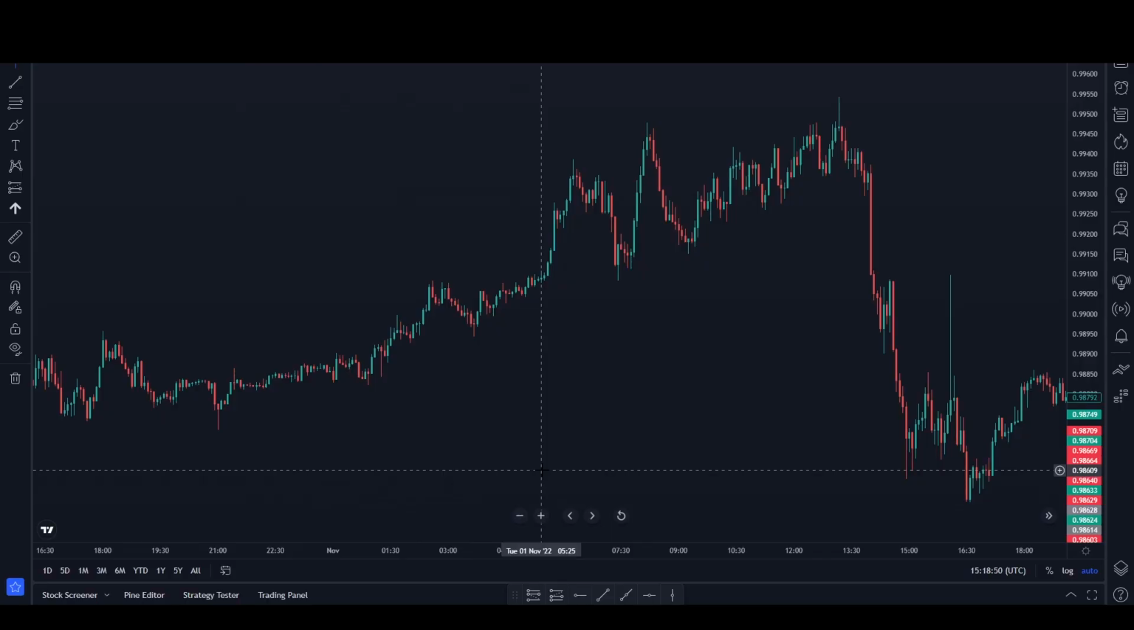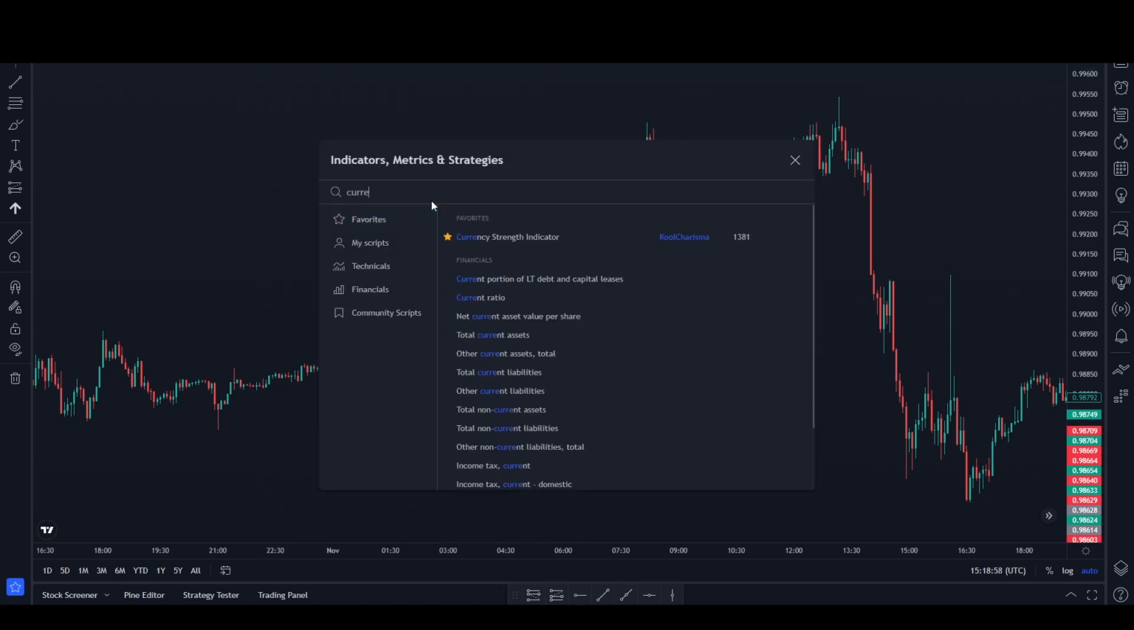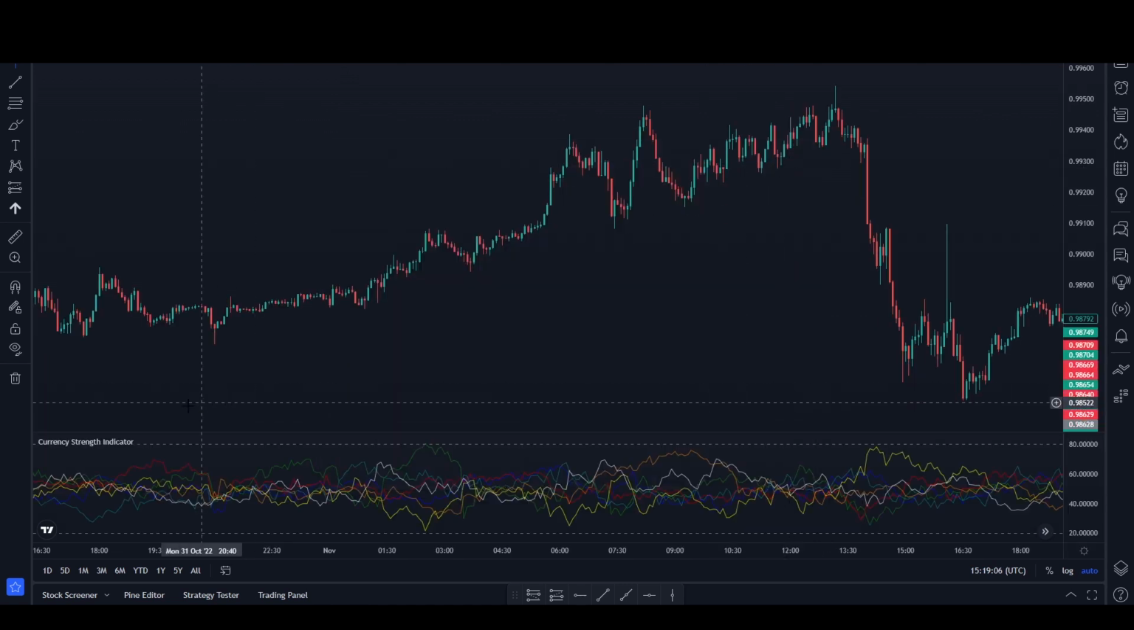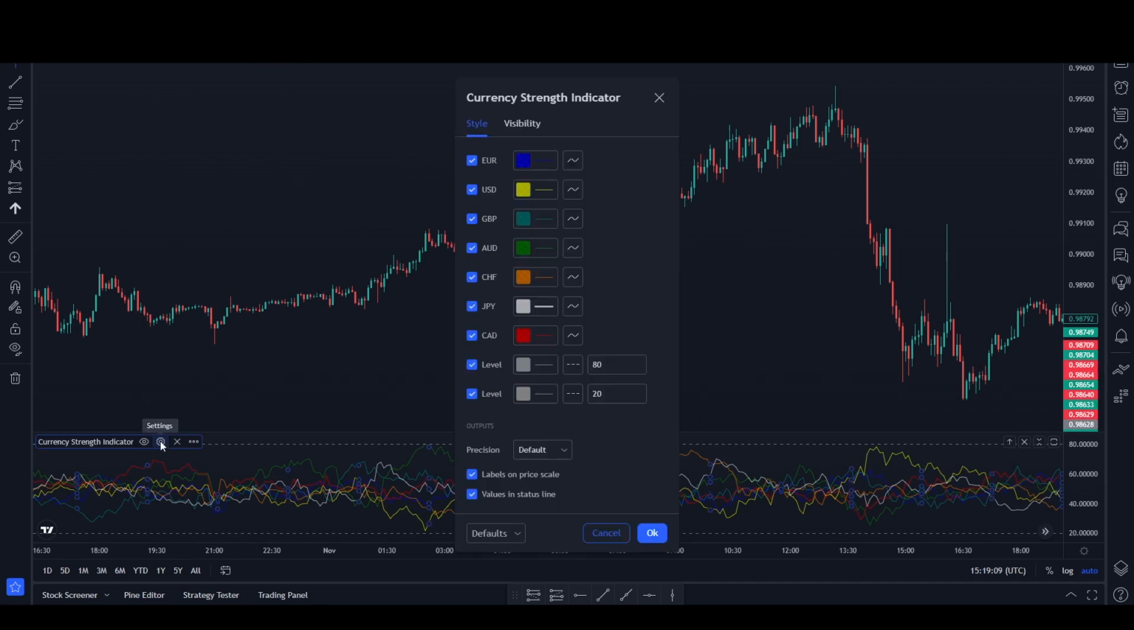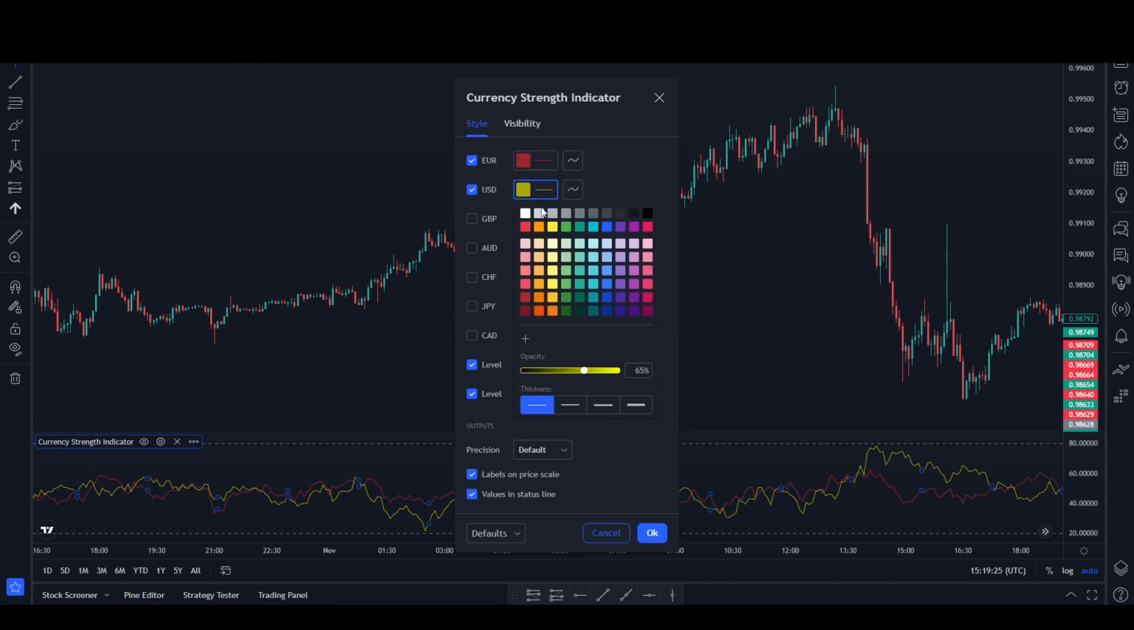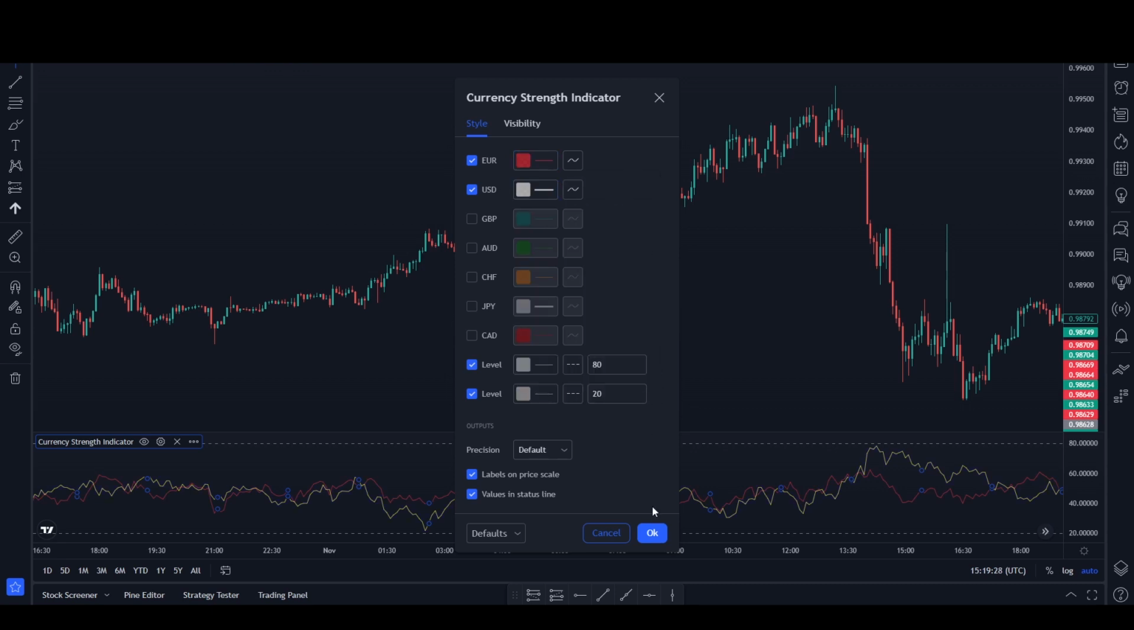All right, so here we are on the Euro USD charts on the 5-minute time frame. We'll go ahead and add the currency strength indicator. So you can see the one that you want to use is the one from Cool Charisma. You just select it and then you let it load and you go into the settings. And here is where you're going to select the currencies that you want to show. So essentially all I want to know is the relationship between the euro and the dollar. So I'll go ahead and change the colors so that it's a bit more obvious and click OK.